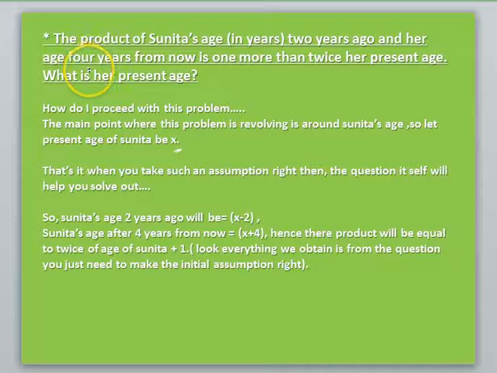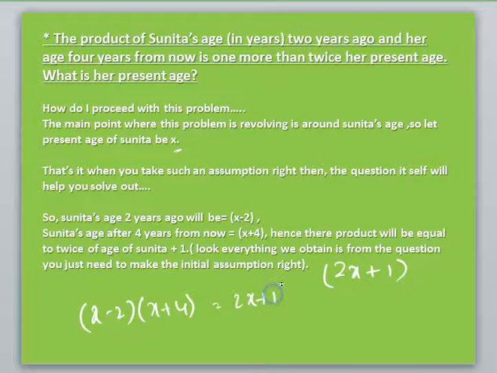Let's continue. This question is saying that the product of Sunita's age 2 years ago and 4 years from now, that is x minus 2 into x plus 4, is equal to 1 more than twice her present age. Twice her present age would become 2x and 1 more than that becomes 2x plus 1. So, according to the problem statement, my equation would be framed as x minus 2 into x plus 4 is equal to 2x plus 1. You solve this, you get your answer.